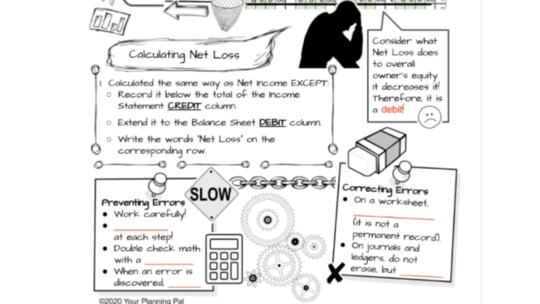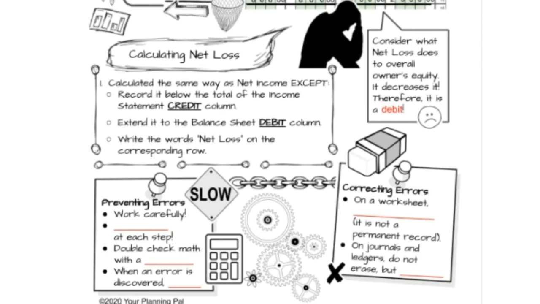Calculating net loss works the same way. You take the credit balance of the income statement columns and subtract the debit balance. If it is a negative number, that means it's net loss. You record it below the total of the income statement credit column and you extend the balance to the balance sheet debit column. And then instead of writing the words net income, of course, you write the words net loss on the corresponding row in the account titles column.